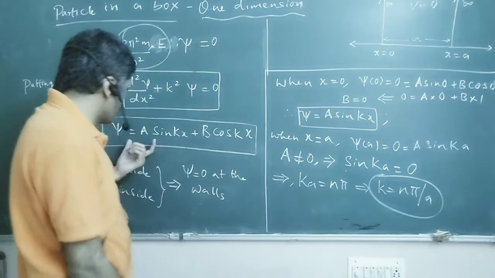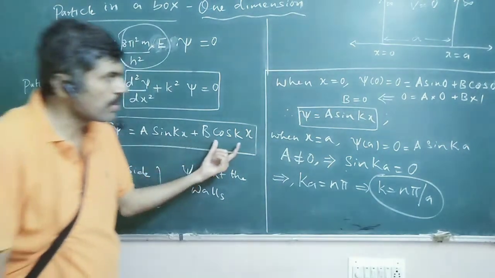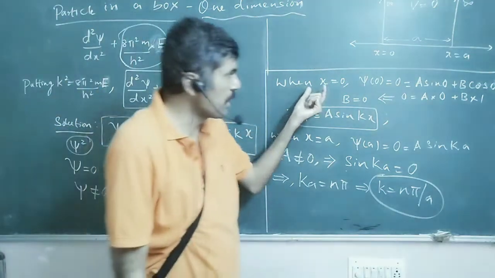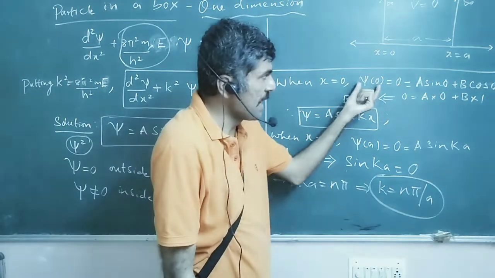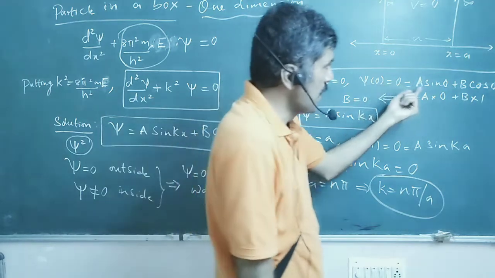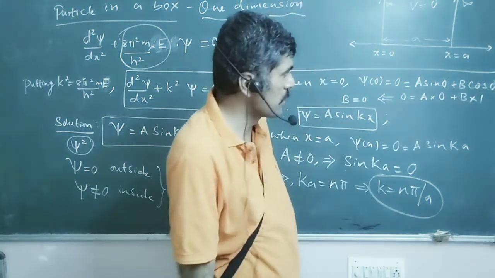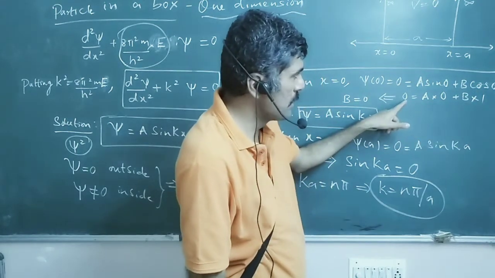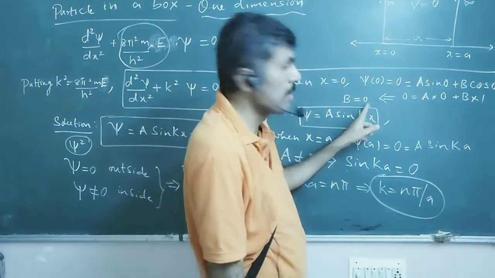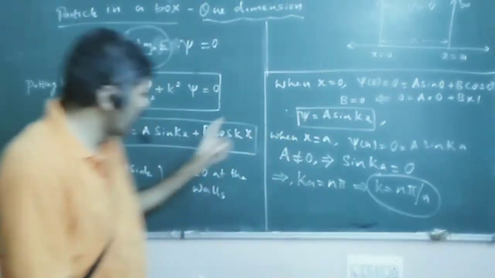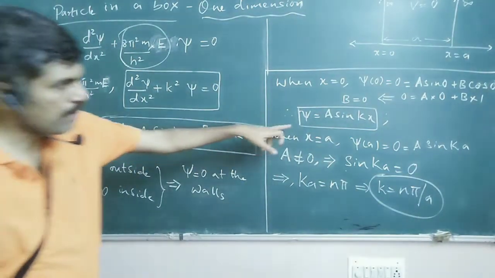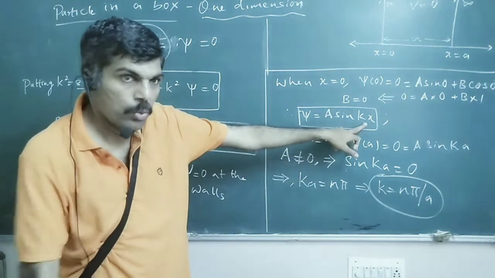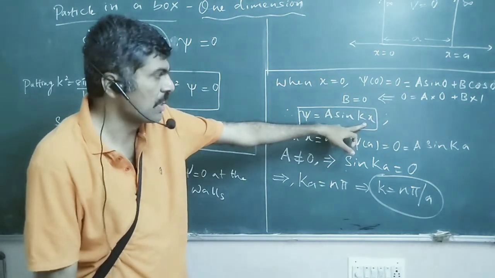So taking the solution, which is psi equal to a sin kx plus b cos kx, when you apply the boundary conditions, suppose you put x equal to 0, then psi has to be 0. So therefore, a sin 0 plus b cos 0 is equal to 0. Sin 0 is 0, cos 0 is 1. So therefore, 0 becomes equal to b, or b becomes equal to 0. When you put it back in this equation, psi becomes a sin kx. So instead of two constants and two functions, now we have only the sine function left.